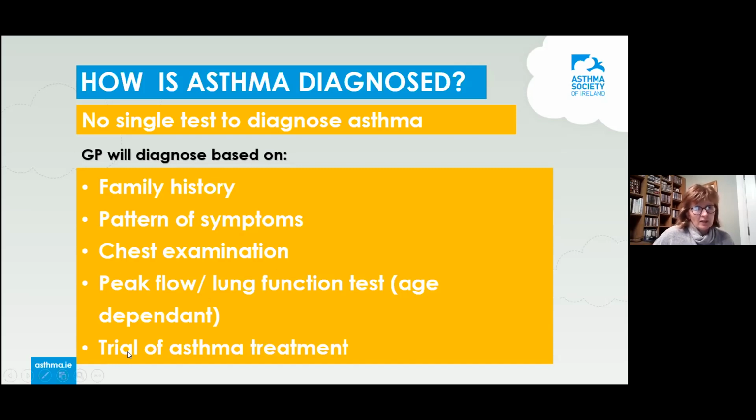Then the other thing that often can be done is a trial of asthma treatment. So very often you might be put onto an inhaler for 6 weeks and taken off it, to see does that make a difference to you or not. And that often can help us diagnose it as well. And very often with the way things are at the moment, that is the way asthma is being diagnosed.